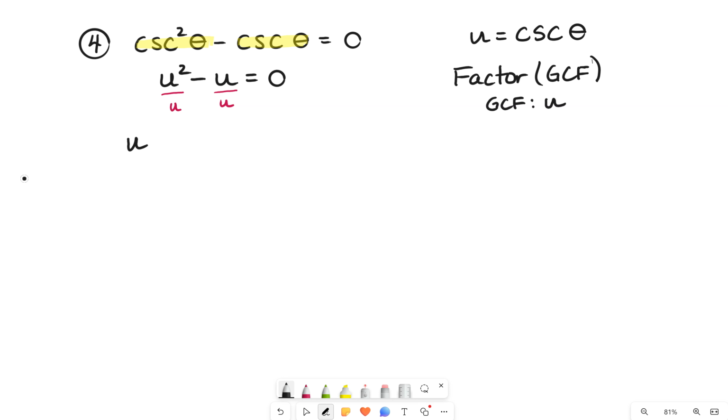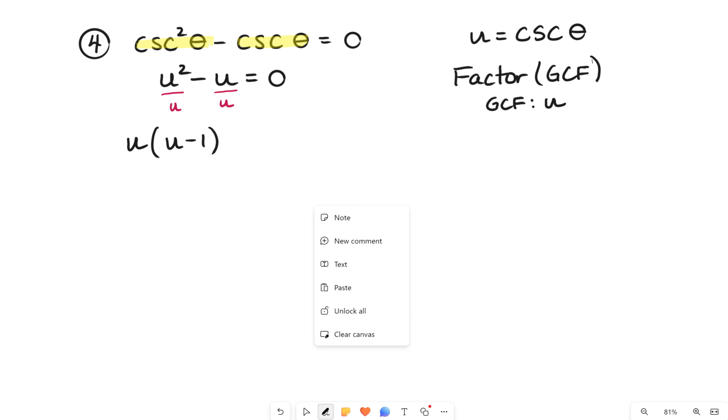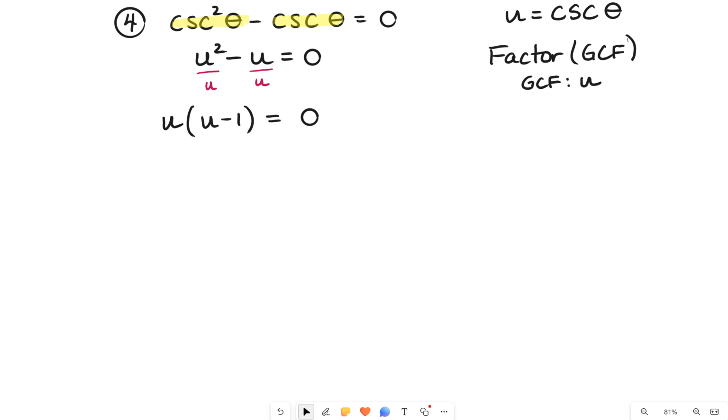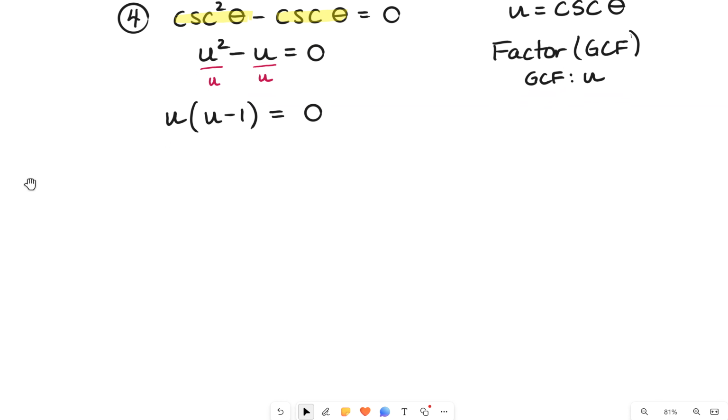So again, like I told you guys before, write down your GCF, and in the parentheses is the result of your division by the GCF. u squared divided by u is u, and u divided by u is 1. I need to set this equal to 0, and I am ready to split it up.